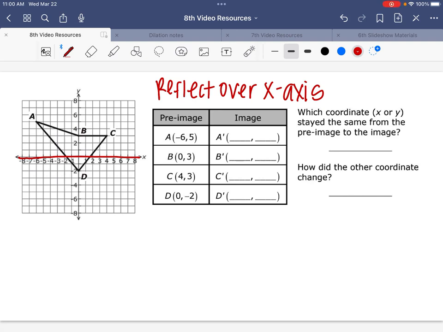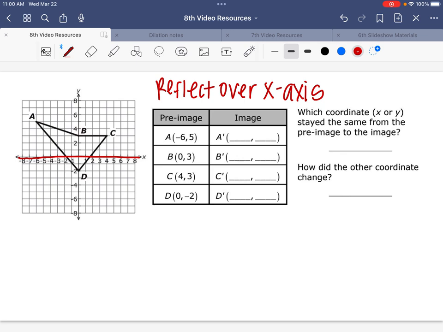Hey guys, today we're going to be looking at reflections on the coordinate plane. So right now we have quadrilateral A, B, C, D. We're given the pre-image coordinates, and we want to reflect it over the x-axis to find the new points for our image: A prime, B prime, C prime, and D prime.